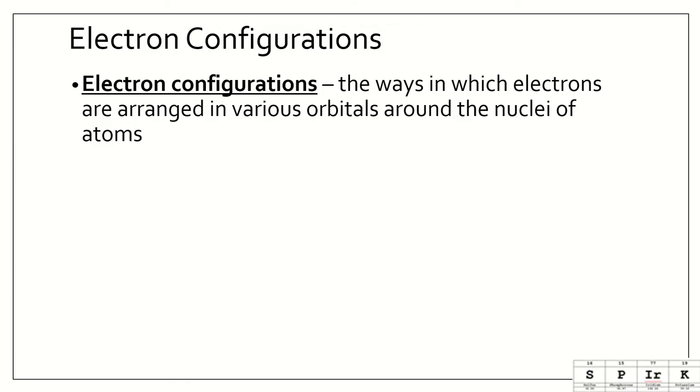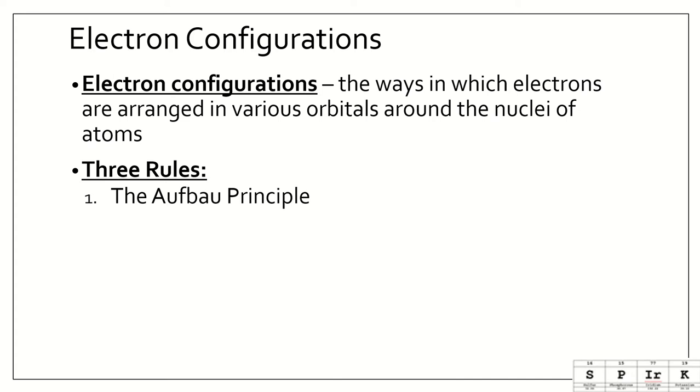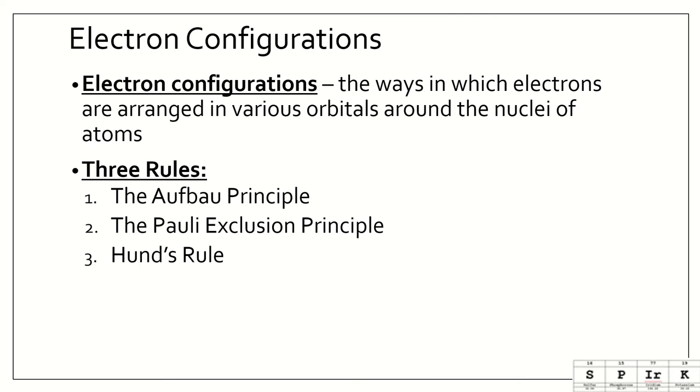An electron configuration is the way in which electrons are arranged in various orbitals around the nuclei of atoms. We talked about the dumbbell shape, the spherical shape, the flowers. Electron configurations are a way for us to represent those. There are 3 rules when it comes to electron configurations, and they are the Aufbau Principle, the Pauli Exclusion Principle, and Hund's Rule. These are all named after the scientists who discovered them.